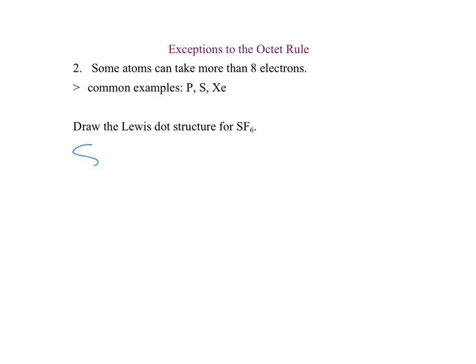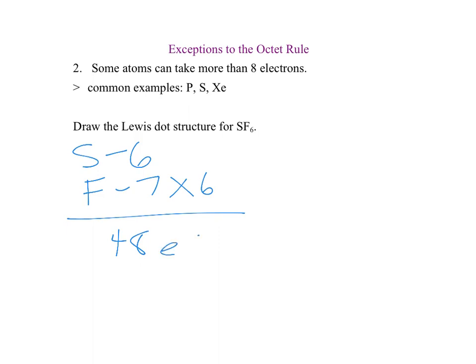So sulfur, group 6A, 6 valence electrons, and fluorine, like we saw in the last example, 7 valence electrons. This time there are 6 of those fluorine atoms. Altogether, that's going to be 48 valence electrons total. So we'll put sulfur in the center. It is less electronegative than fluorine. And then we're going to attach the 6 fluorines.